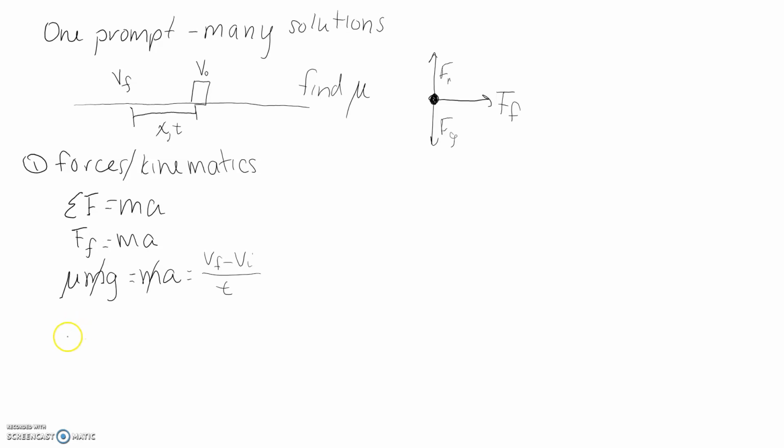So in the end, our mu will be equal to VF minus VI, I used VI instead of V naught, sorry about that, divided by time, all that divided by g. Nonetheless, here we have enough information to determine the coefficient of friction using forces and kinematics.